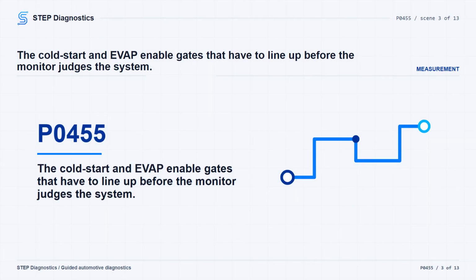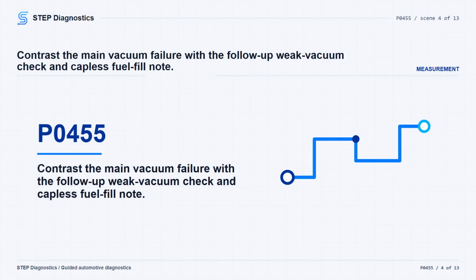This code runs under specific cold start and EVAP enable conditions. Ignition voltage is between 11 to 32 volts. Baro is greater than 70 kPa. Fuel level is between 10 to 90%. EVAP purge flow is greater than 2.50%. Cold startup ECT and startup IAT are within 8 degrees Celsius, 14 degrees Fahrenheit. Startup ECT is less than 35 degrees Celsius, 95 degrees Fahrenheit, and startup IAT is between 4 to 34 degrees Celsius, 39 to 93 Fahrenheit.